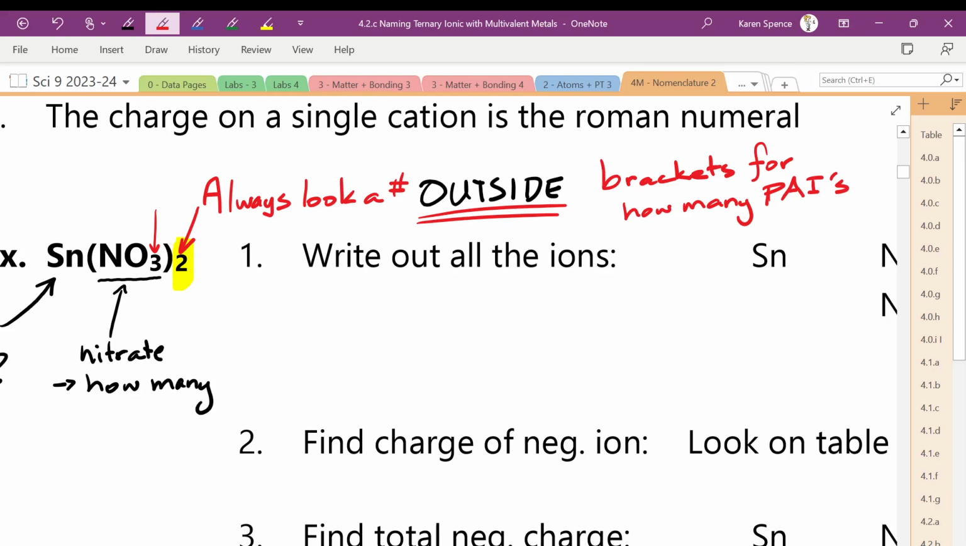What if there's no brackets? How many of a polyatomic ion do you have? 1. Okay, so even if it's like PO4 and there's no brackets, ignore the 4, there's just one of them. Okay?